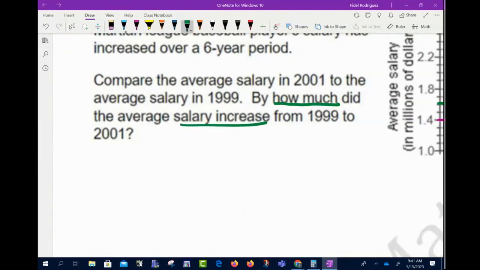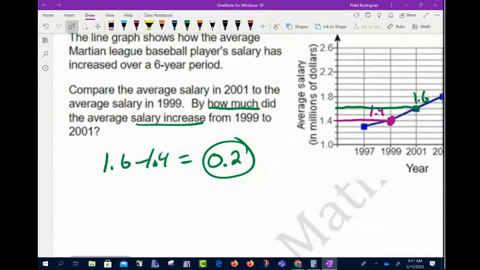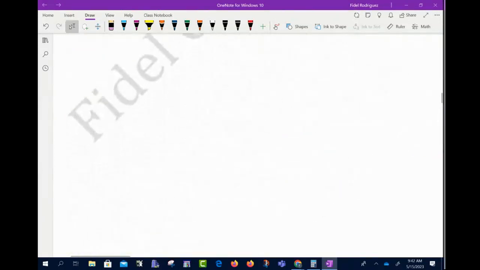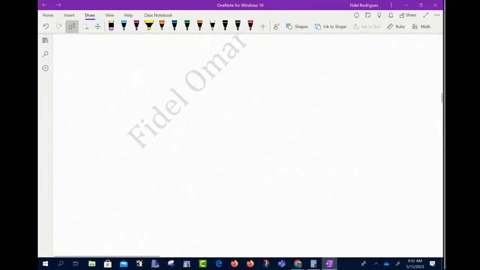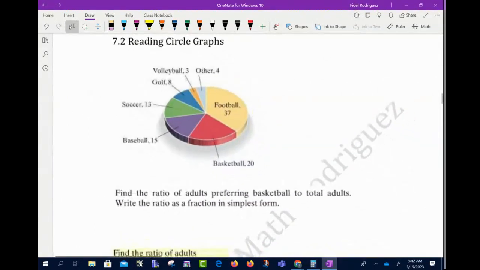Okay. And the question says, by how much did it increase? So we're going to go 1.6 minus 1.4, 0.2, right? Does that make sense? Okay. So again, y'all, I'm just reading the picture. Again, when it says how much more, remember, when it says how much more, you're going to subtract, right? Okay. Let me zoom out a little bit till we get to the next part. Okay, circle graphs.